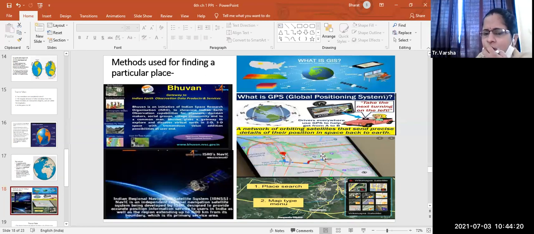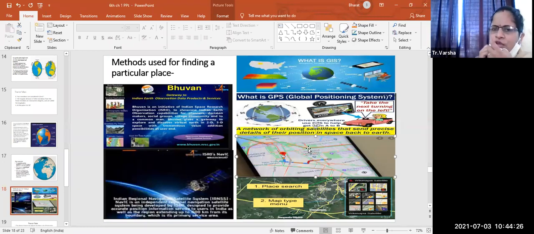The next one, in the mobile, you must have seen this kind of thing in your mobile also, where you wanted to go somewhere. We turn on the map and we get the exact location, how we have to travel, the whole journey, you will come to know.